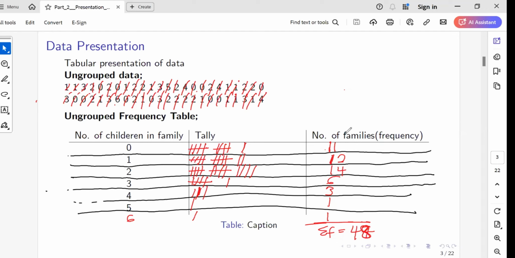So this is a very simple way, if you have very simple data, to fill in a table.